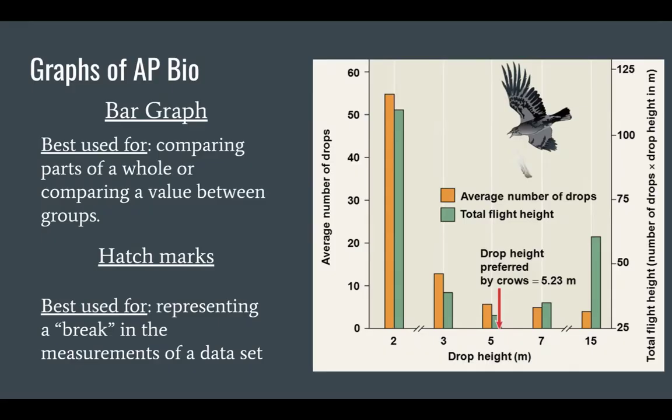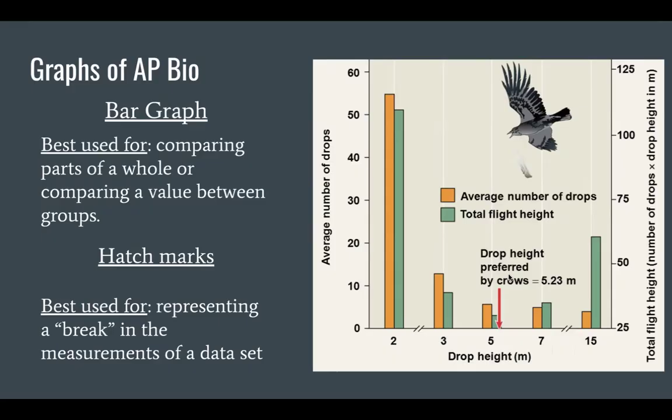And hatch marks you want to be careful about because sometimes people can get rid of data in that set. And so you need to go back and look at the experiment that they did and consider, okay, why was this data eliminated? Why do we not have a drop height for any of the data between 7 and 15 meters? Something that you want to consider.